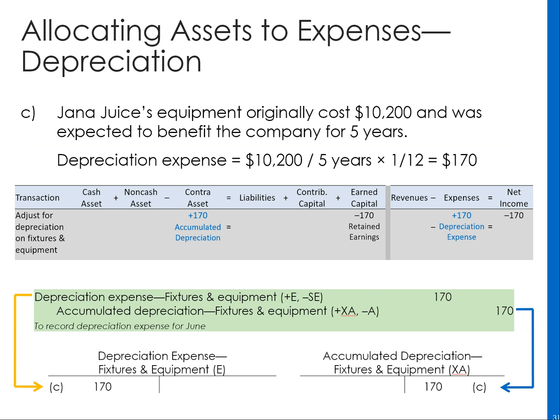Right here we have an example. The company's equipment cost $10,200 and was expected to benefit the company for 5 years. So we're going to depreciate for 5 years. Depreciation expense for this month, be careful, for this month is the original cost divided by 5 years. This is going to give us the annual depreciation, but we are calculating 1 month's depreciation. We're going to divide it by 12 months again. And this is going to give us $170 depreciation expense for this month.